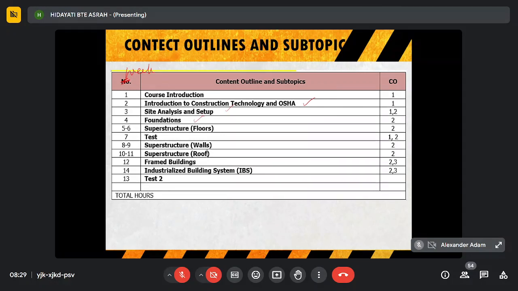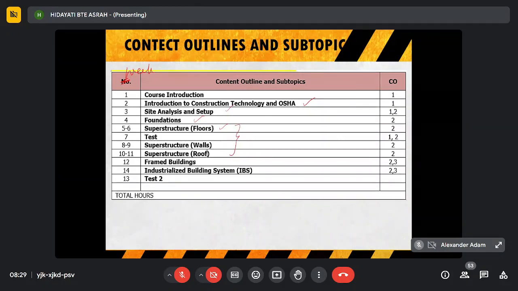In week 4, we will start with foundation. After you do the preparation of your project site, you start to construct your foundation. That is the basic structure that you need to start before you construct your superstructure building. In week 5 to 6, we start with construction of the superstructure, which is the floor, lantai. In week 8 to 9, it is still superstructure, but for walls, dinding. Then in week 10 to 11, you will learn about roof.